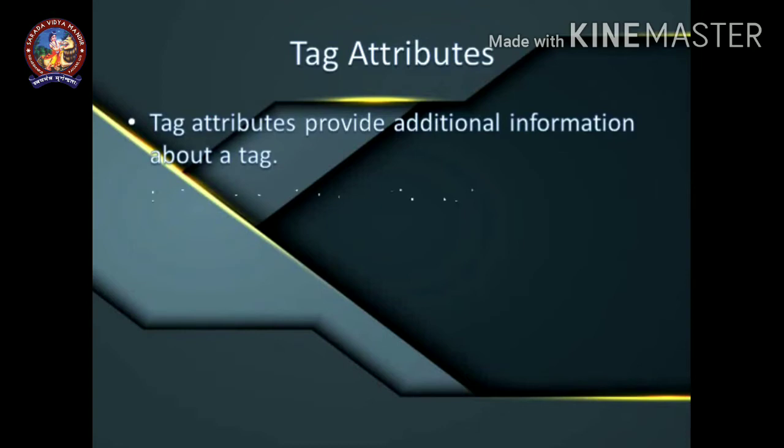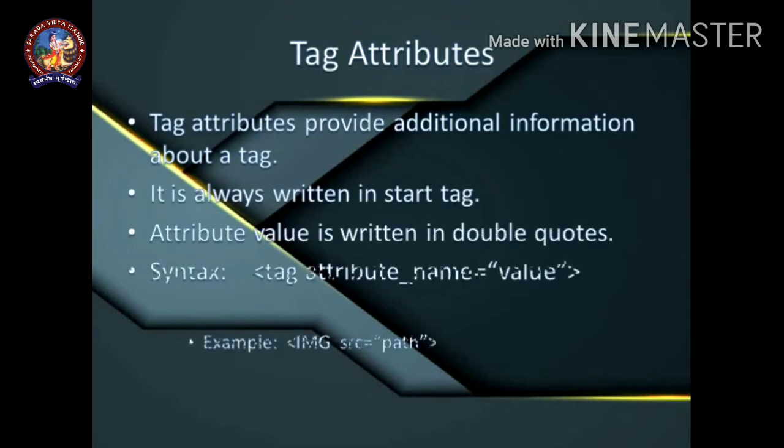Let's give an example. Here you can see img then src equals path. So src is the attribute of the img tag, or the image tag, and remember some points. It is always written in the start tag. If we are using a container tag, then the attributes must be written in the start tag, never in the end tag. And the attribute value, src is the attribute, and the value must be written inside double quotation marks. So this is the syntax.